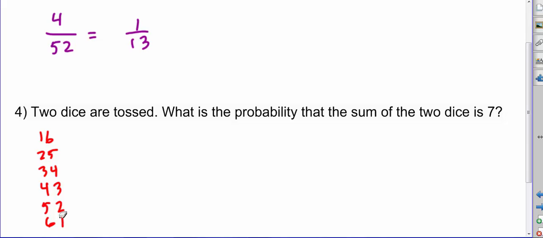It's important you consider order on a problem like this, where your total sample space, you've got two dice, each has 6 numbers, so your total sample space is actually 36, and we have 6 options here that would satisfy what we're looking for. That's our desired outcome. 6 out of 36, or just simply 1/6.